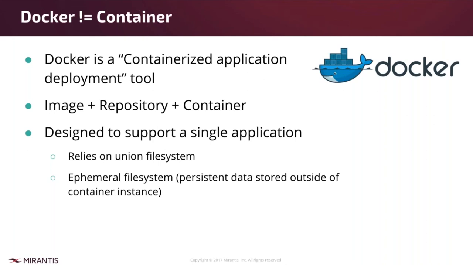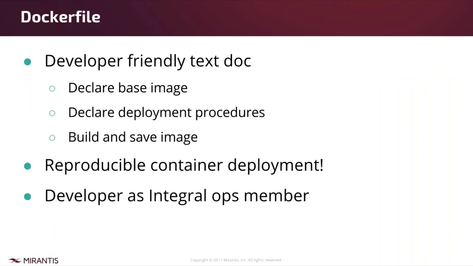So it relies on the union file system, and you can also have the ephemeral file system. There's something called a Dockerfile. It's a notion in Docker which allows users to define image creation with a simple developer-friendly text doc. In this, you're basically going to define the base image. This can be something like Ubuntu 14.04. You declare the deployment procedures, then you build and save the image. So now you have a reproducible container instance every time you launch from this new image.